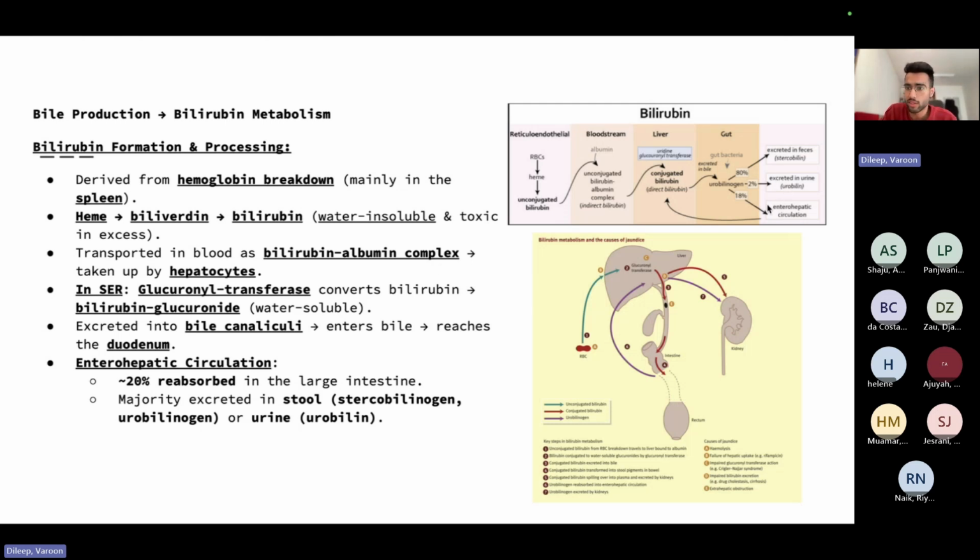So as you can see, this is a simple flow chart explaining what I just explained. Red blood cells broken down release heme, and this is unconjugated bilirubin. Once it enters the bloodstream, it reacts with albumin to form the bilirubin albumin complex. And once it enters the liver, it turns from unconjugated to conjugated bilirubin. And then from the liver it enters the gut, where 80% of it is excreted into the feces, 20% is excreted into the urine, and 18% is taken up back by the process of enterohepatic recirculation.